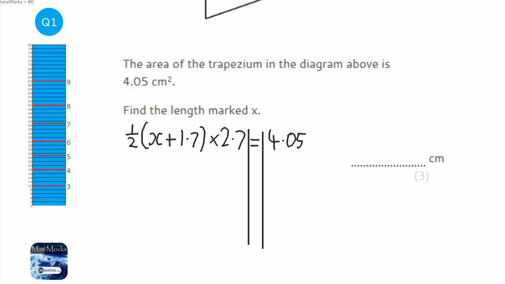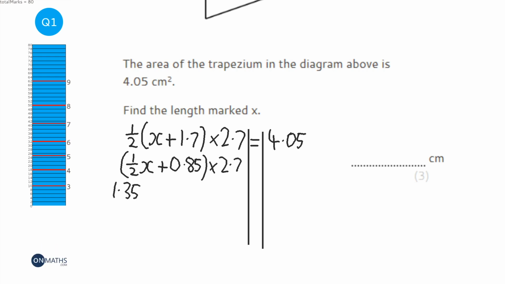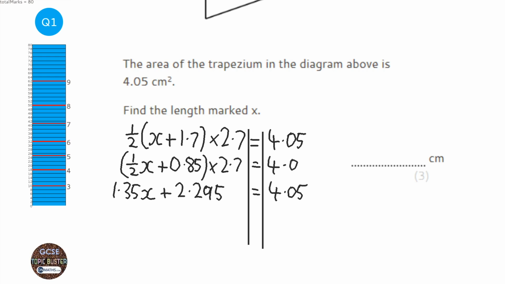Now on the left hand side, let's have a think what I can do. Well, I can expand that bracket, so it becomes half x plus, and I can use my calculator here, I'll probably do it in my head, 0.85, and we're going to times that by 2.7, so we're going to expand it again by timesing both of them by 2.7, so 0.5 times 2.7, that's 1.35 x plus 0.85 times 2.7, which is 2.295. We should put the equals in here, because I've not done anything to the right hand side yet.